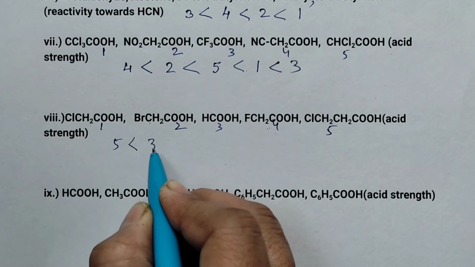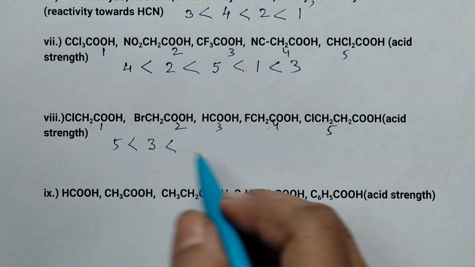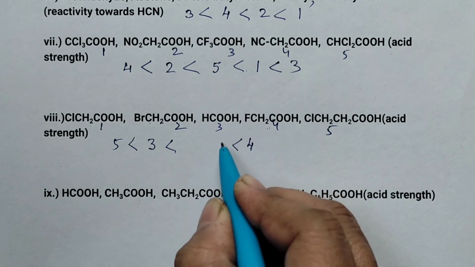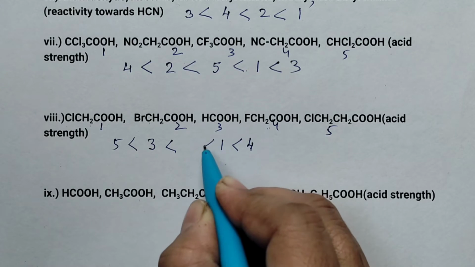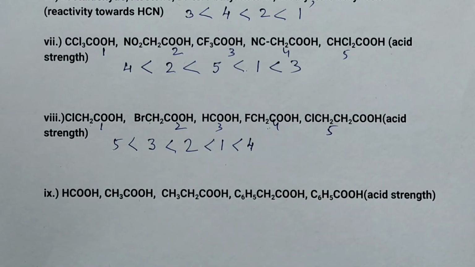Thereafter, the one without any halogen present. Then after that, fluorine, chlorine, bromine. Out of that, most effective is fluorine. After fluorine, the next effective is chlorine. Then it is bromine, that is this one. So the order will be this.